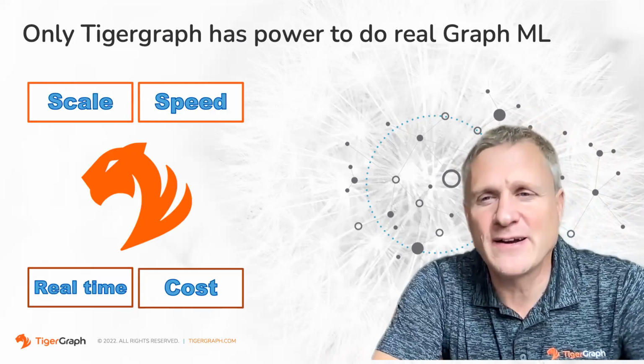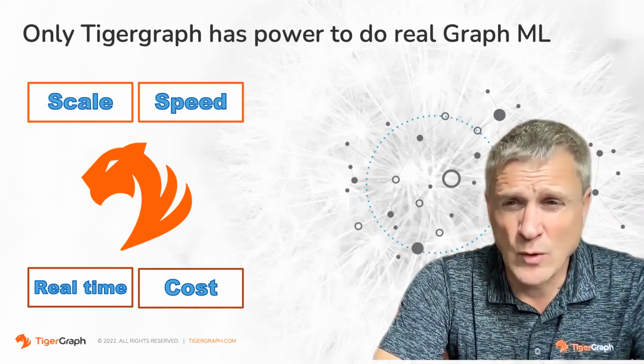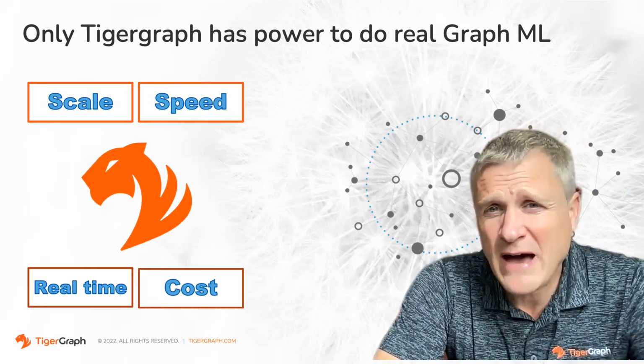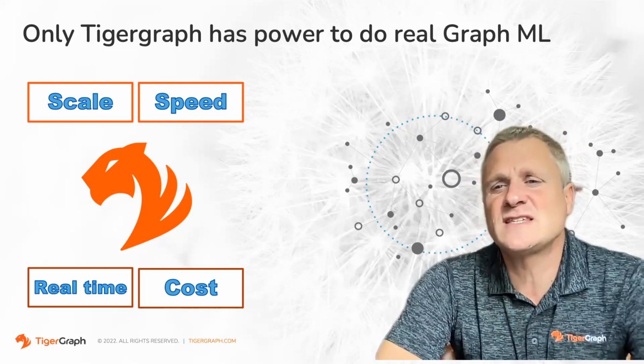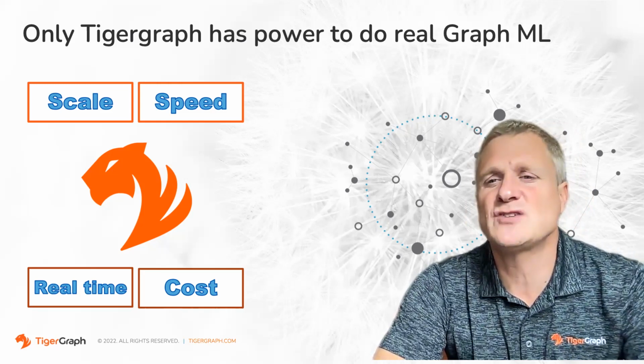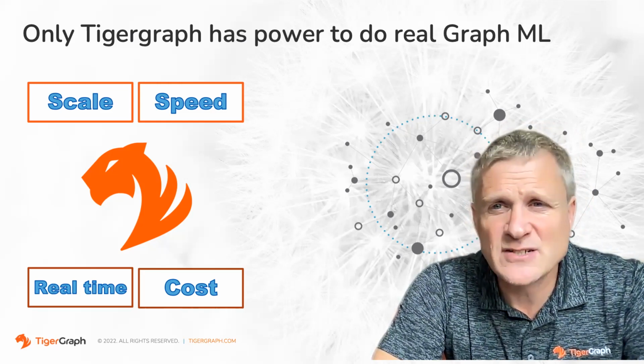The real point about TigerGraph is that while other graph databases are available and they do great things at smaller scale, only TigerGraph has the power to do real graph machine learning of the graph databases available right now. That's our selling point, right? Other graph databases do other things really well. Ours is about power and the ability to do graph machine learning.